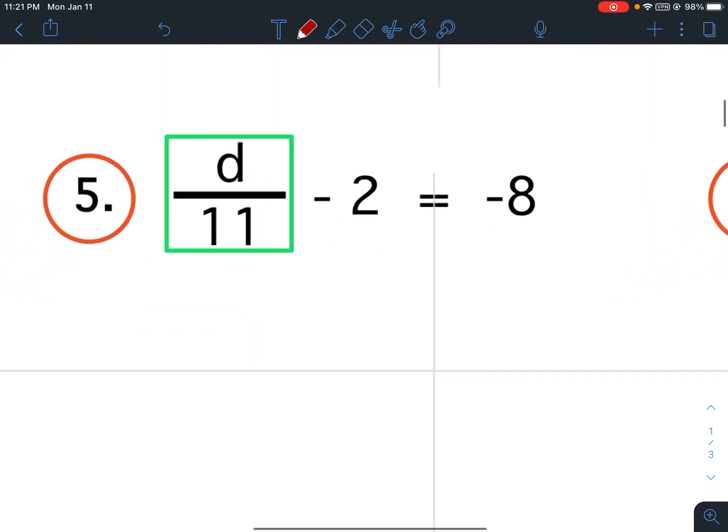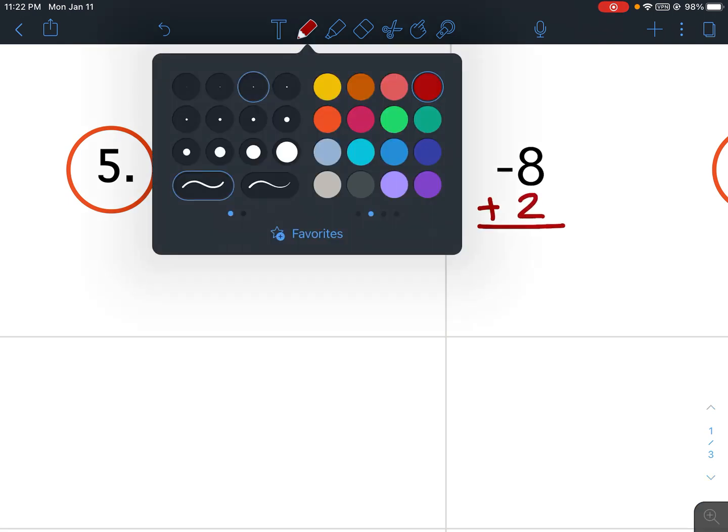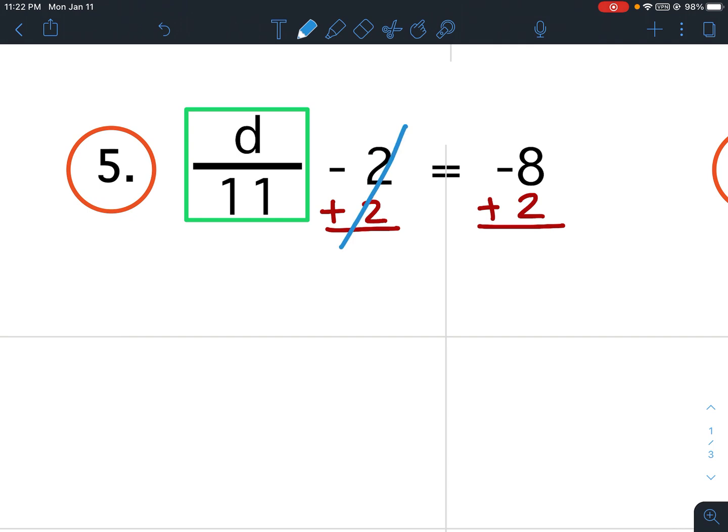All right, number 5. The number outside of the box is this -2. The opposite of -2 is +2. So I'm going to add 2 to both sides. Cancel the 2's. So I'm going to bring down d over 11. And -8 plus 2, again, make sure you're using your calculator when doing this, because that is not 10 or -10. The signs are different, so -8 plus 2 is -6.